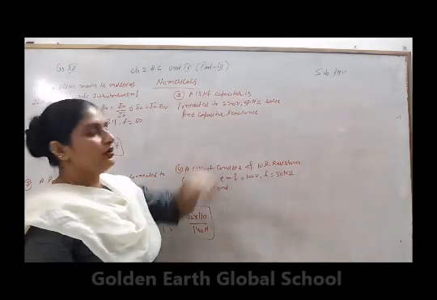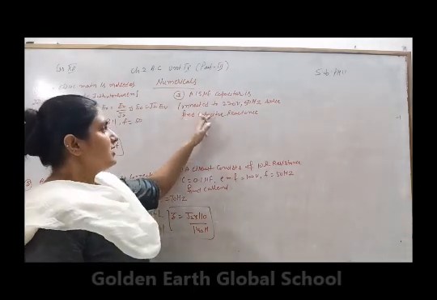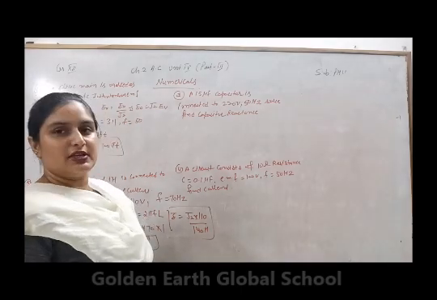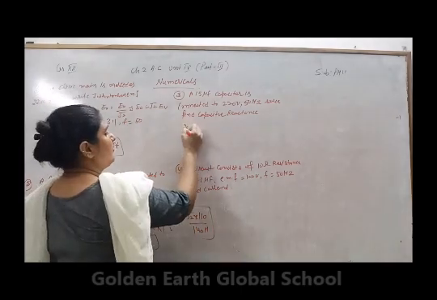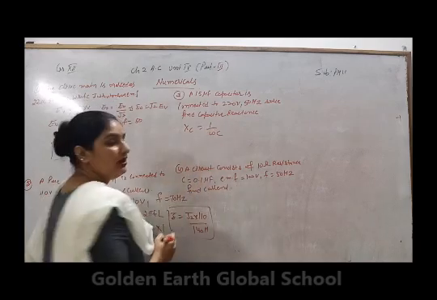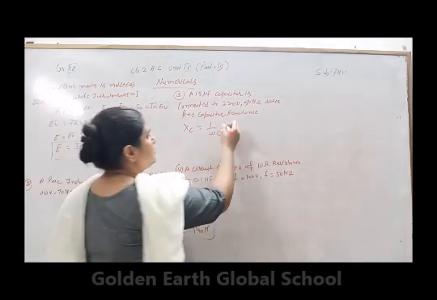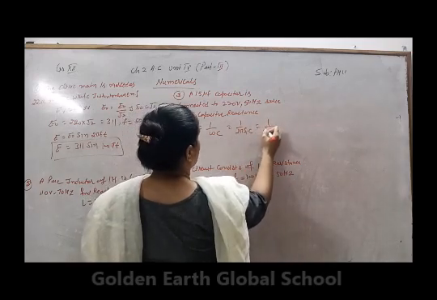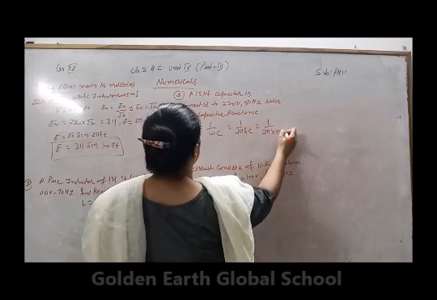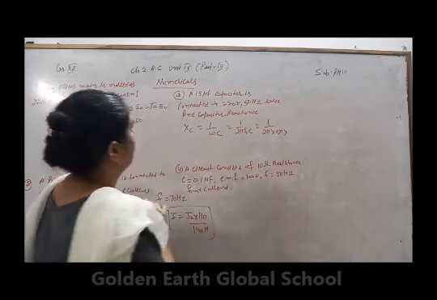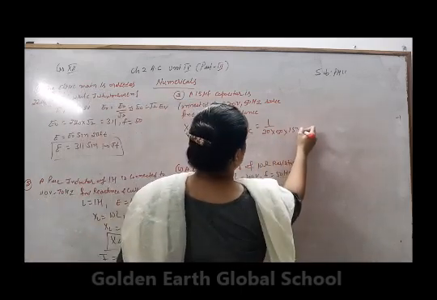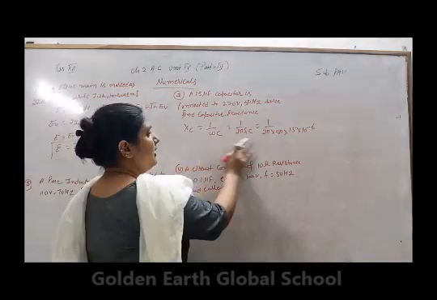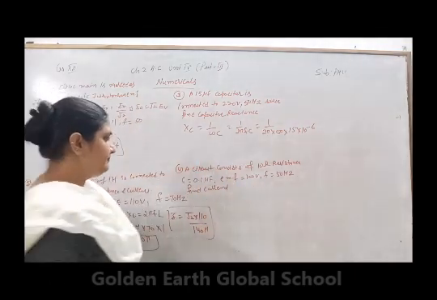Now a 15 microfarad capacitor is connected to a 220 volt, 50 hertz source. Find the capacitive reactance. In this case you have to calculate XC, that is given by 1 upon omega C. So it will be 1 by 2 pi f C, 1 by 2 pi into f is 50 and C is 15 microfarad, 15 into 10 power minus 6. From here you can make the calculations and we will calculate the XC.